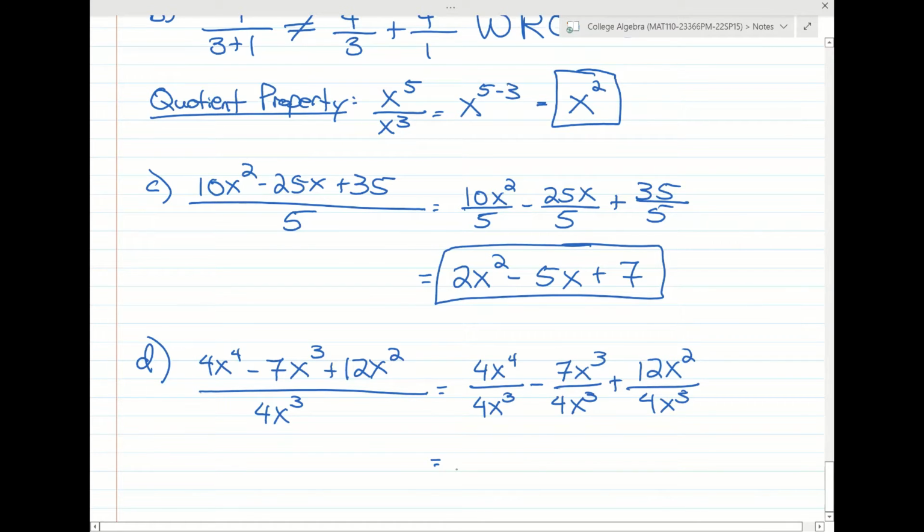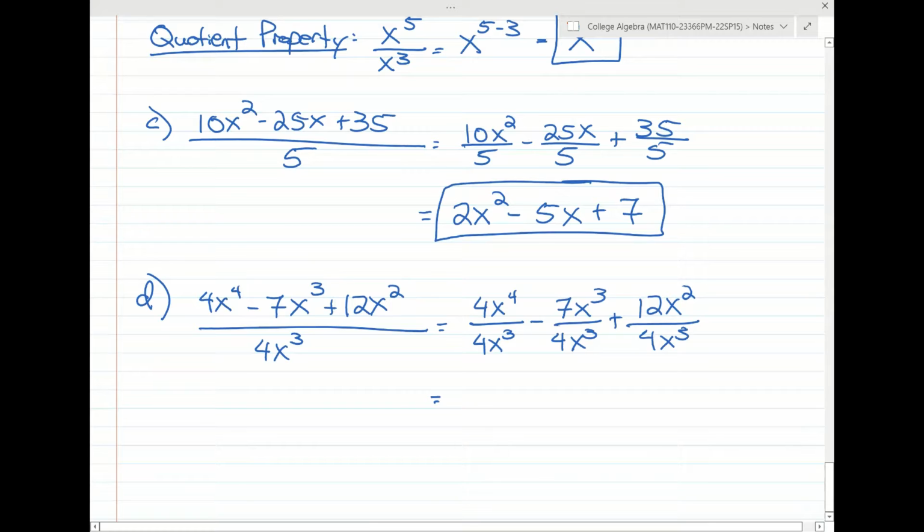And I'm always going to go back. Just remember the properties. When you divide the same base, you subtract the exponents. 4 divided by 4 is 1. X to the fourth divided by x to the third is x. You can't do 7 divided by 4, so I'm just going to leave it 7/4. And this would just be x to the 0. We'll remember what that means in a little bit. 12 divided by 4 is 3. 2 minus 3 is -1.